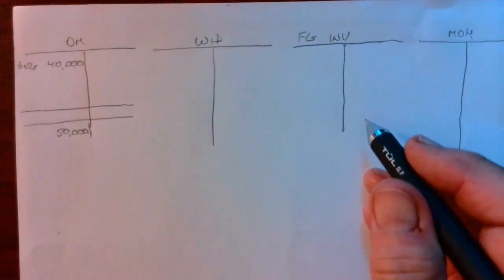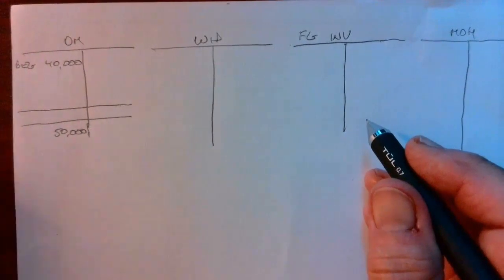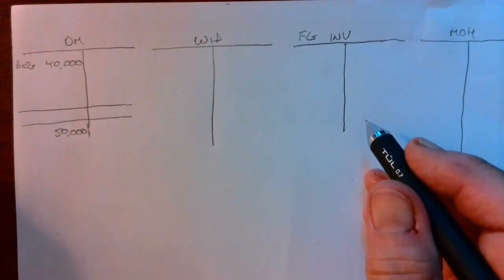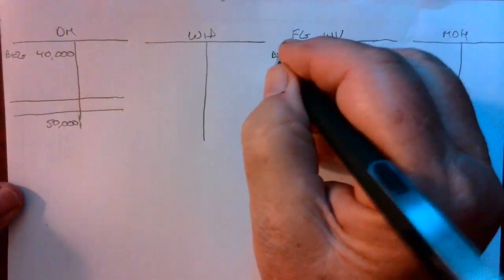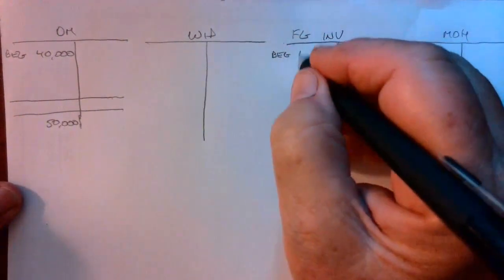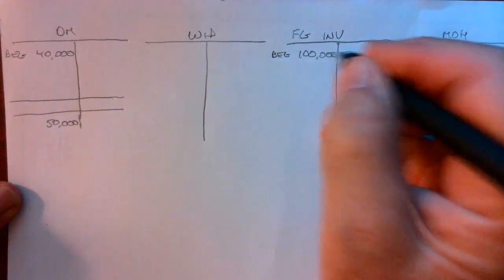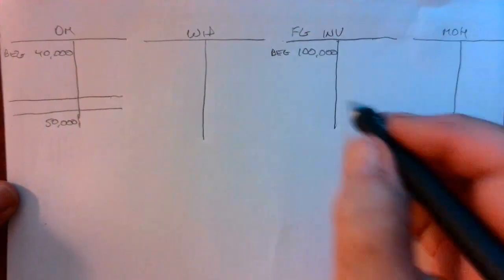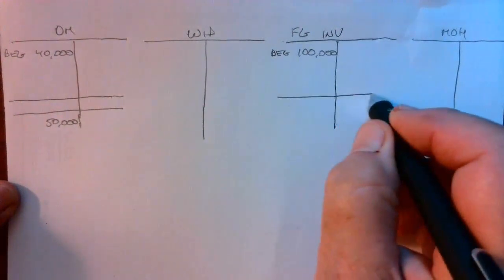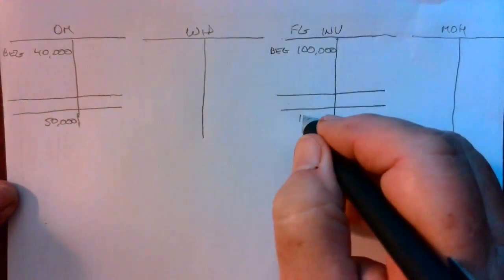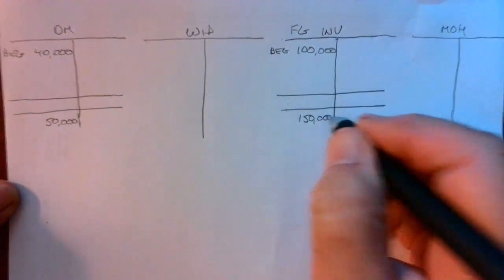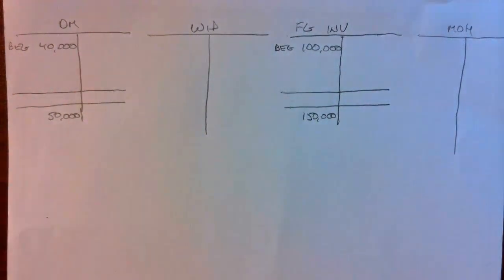Well, we can go through the beginning and ending balances first. Finished goods is next. Finished goods has a beginning inventory of 100,000. The ending finished goods inventory, this is a short one, we don't need a lot of space here, is 150. Okay, so I've got those two. And then work in process inventory in January, the beginning, is 10,000.